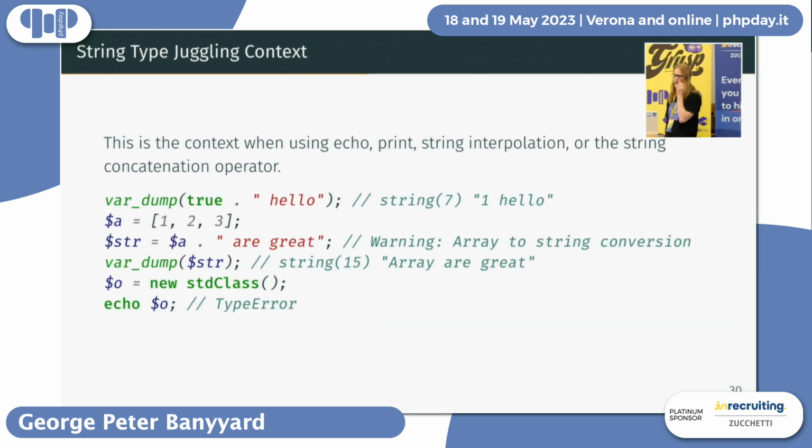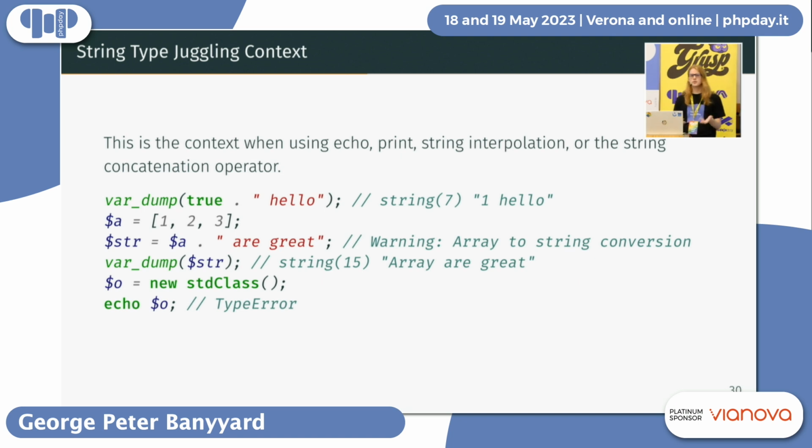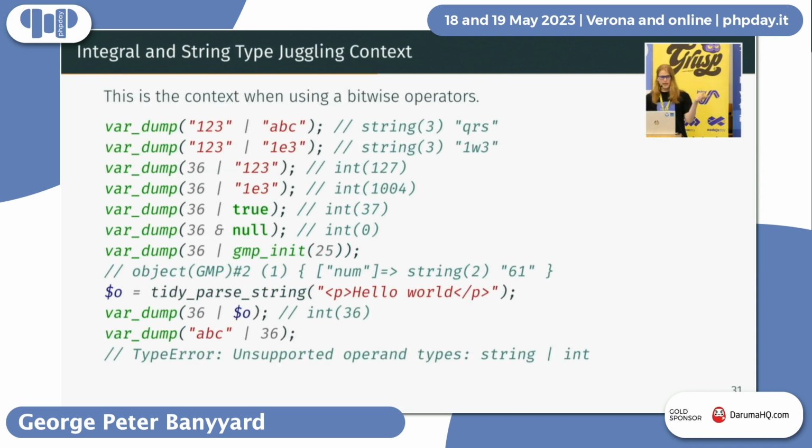So the string type juggling context is any time what you're using is a string, so either using echo, print, string concatenation, or string interpolation. So yeah, true gets converted to 1. You can print an array because apparently that's totally logical, and you just get the word Array with a capital A. You can't do this with objects which do not implement the string cast. So that's nice, we actually get a type error. That's cool.